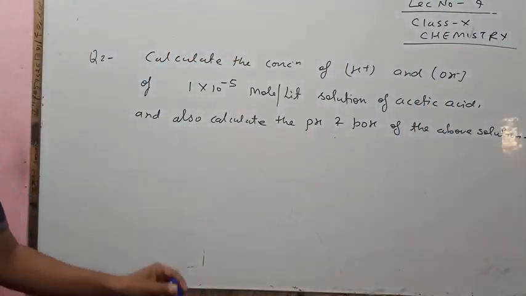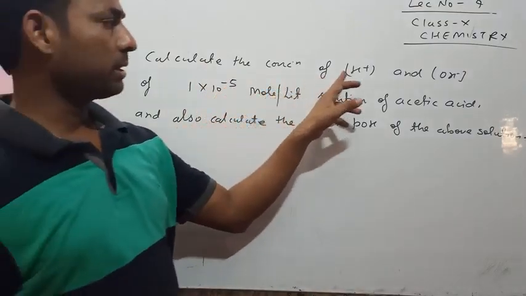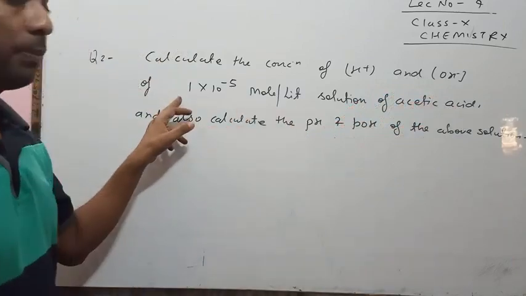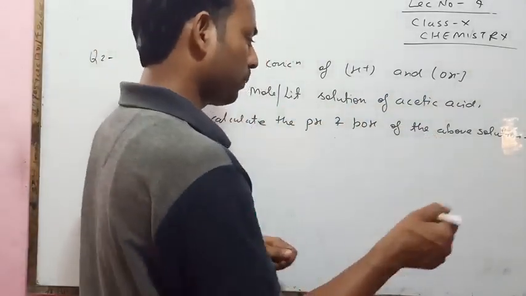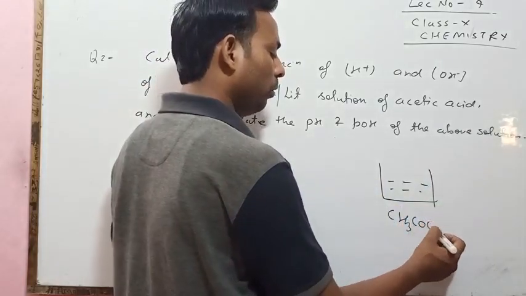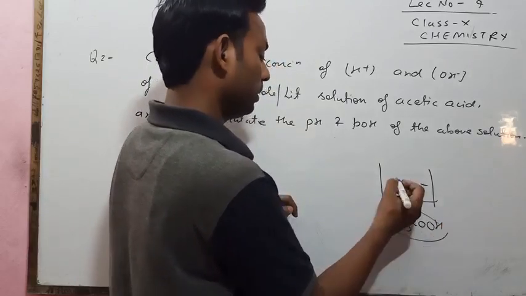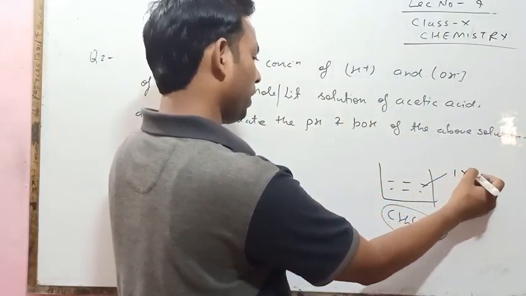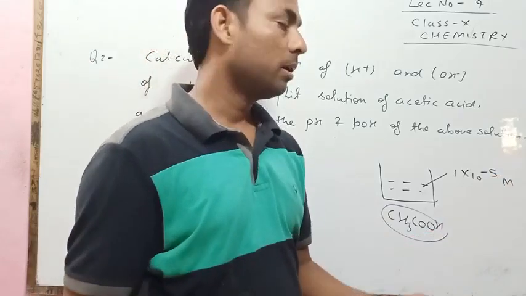Okay. Now this is the second question. And really it is very important for you. Calculate the concentration of H plus ion and OH ion of 1 into 10 to power minus 5 mole per liter solution of acetic acid. So suppose acetic acid I have taken, formula is CH3COOH. It will give only one H plus ion. So the concentration of solution is 1 into 10 to power minus 5 mole per liter or M. M is molarity or mole per liter.